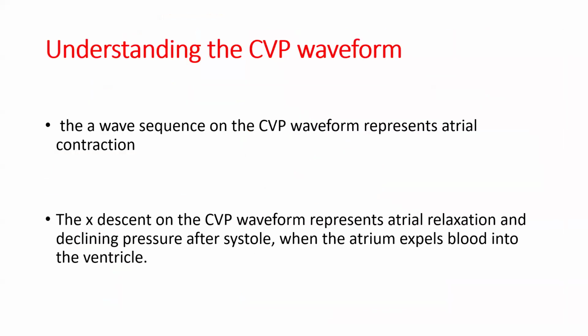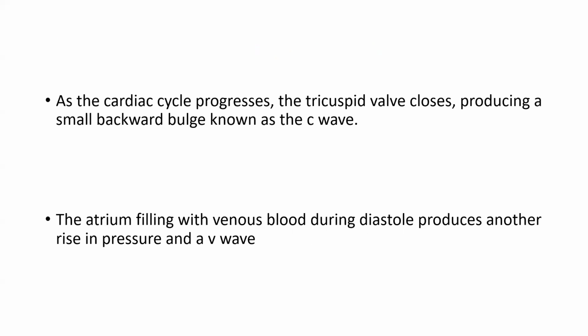So, understanding the CVP waveform. Once we have understood how to calculate the CVP, now we'll understand the CVP waveforms. The A wave in the CVP waveform represents atrial contraction. X descent represents atrial relaxation and decline in pressure after systole, when the atrium expels the blood into the ventricle. As the cardiac cycle progresses, the tricuspid valve will close and it produces a small backward bulge known as the C wave. The atrium filling with venous blood during diastole produces another rise in the pressure known as the V wave.